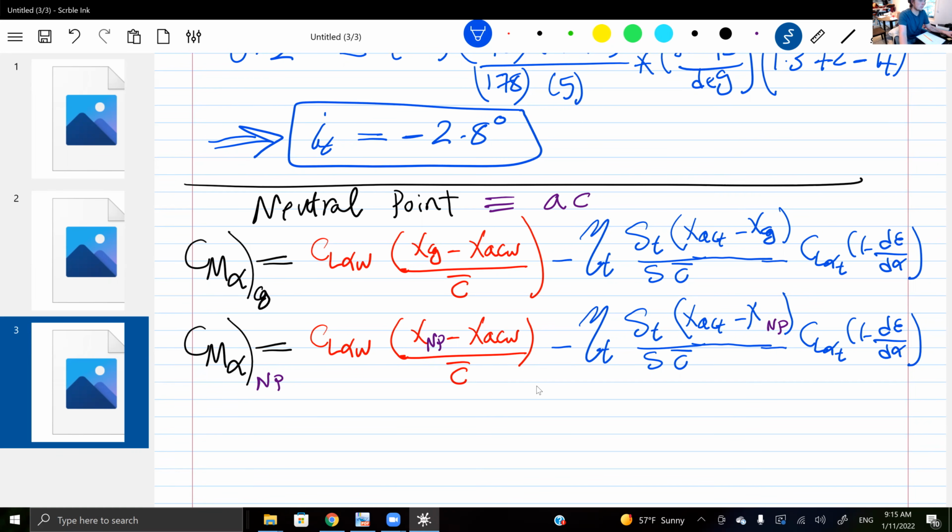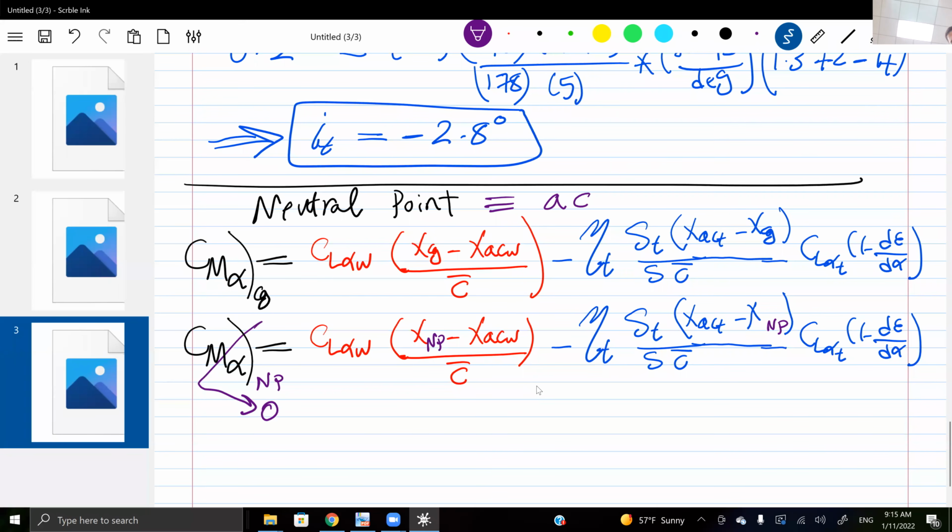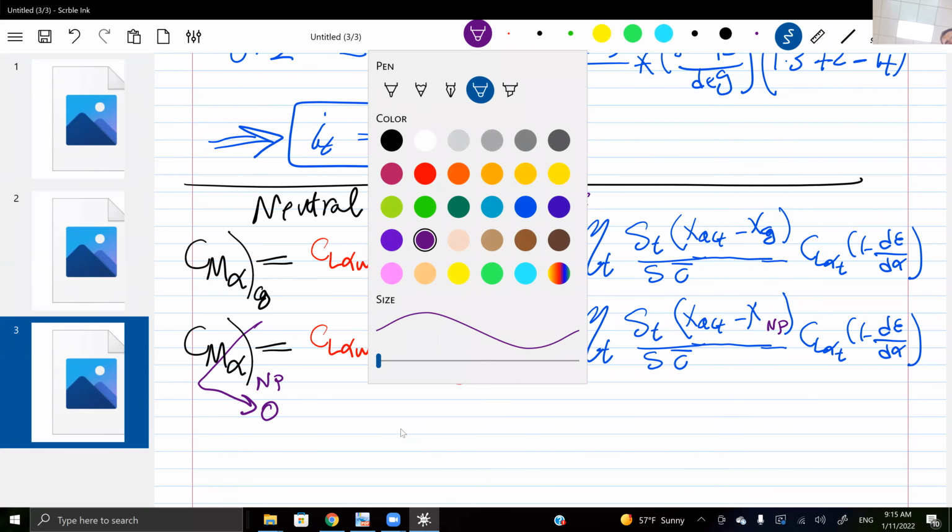Zero. So it's the point at which this is zero, Cm alpha equals 0. In fact, I can put 0 here and solve this equation for the X neutral point, and we're done. We're going to do it in a different way that will give us some insight into the airplane flight mechanics.